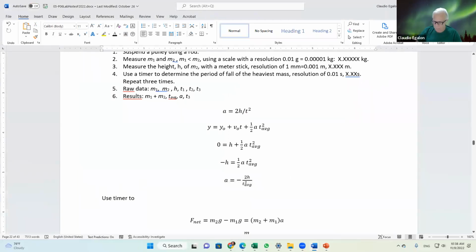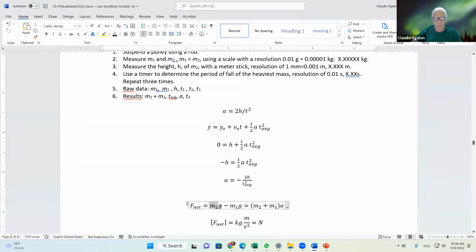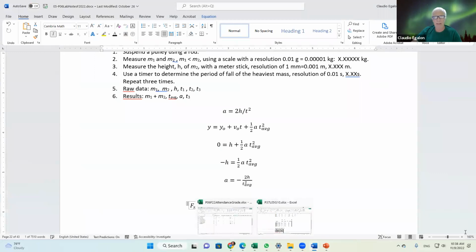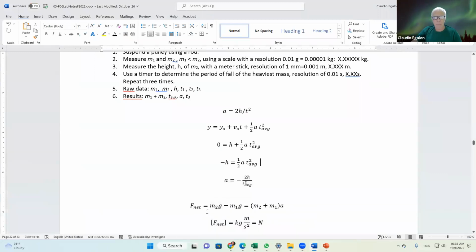Theory. Oh, I have it here. I have already spelled out for you. Here you go, theory. Net force is M2G minus M1G. Net force is mass times acceleration, where mass is the net mass of my system. That's why I put M2 plus M1 times the acceleration. Okay.